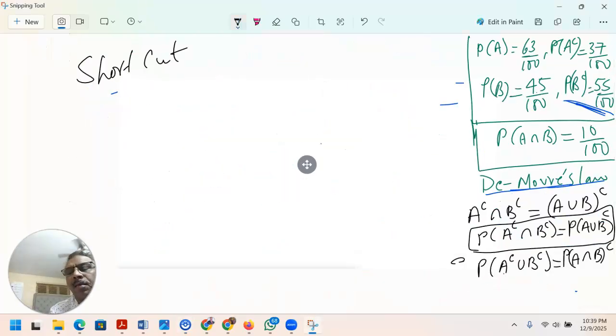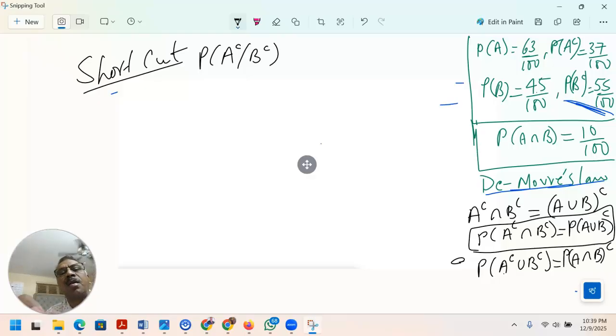Okay, so let's write down. Let me do the shortcut. The shortcut is the probability of A complement and B complement. So we want to know non-users. If a student is a non-user, what are the chances that he is a non-Facebook user?